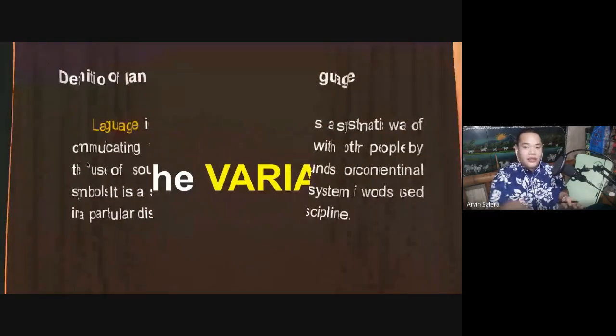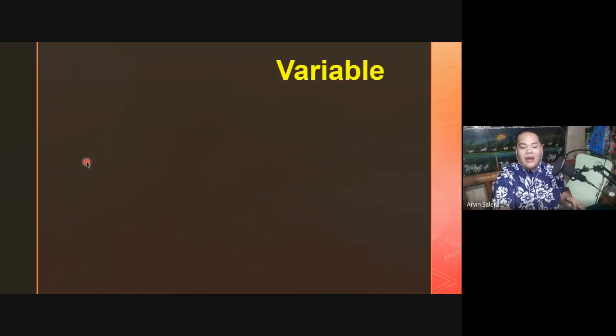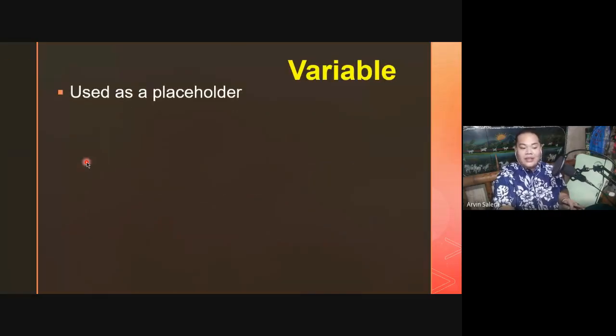Okay, let's start first by getting to know the terms that were already discussed to you since high school, and we will be looking back to these terms. So the first term will be the variable. What is a variable? A variable is used as a placeholder. Meaning, it is something that can be replaced by any number in a given equation or in a given function.